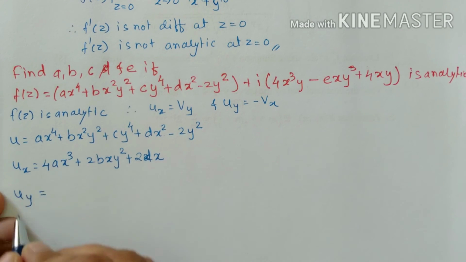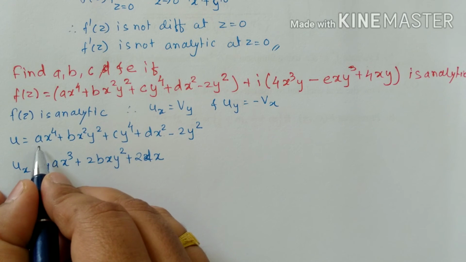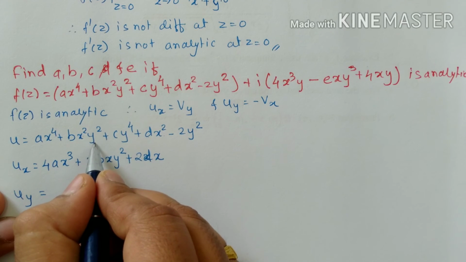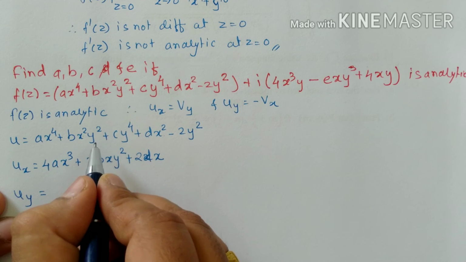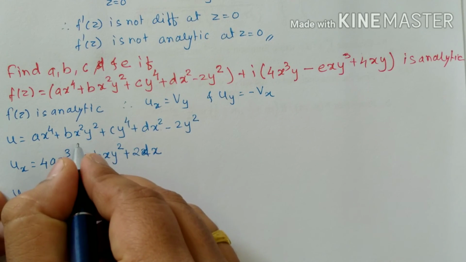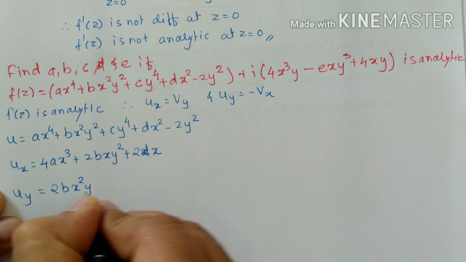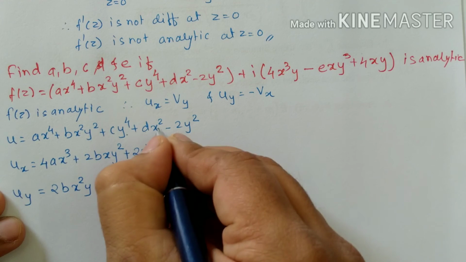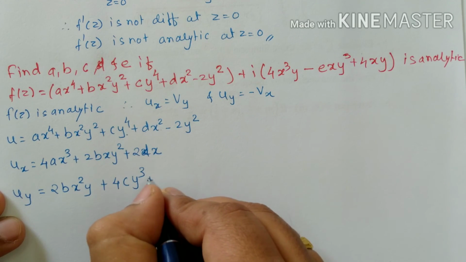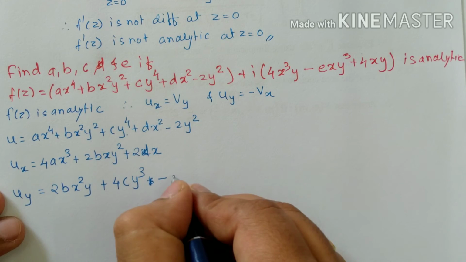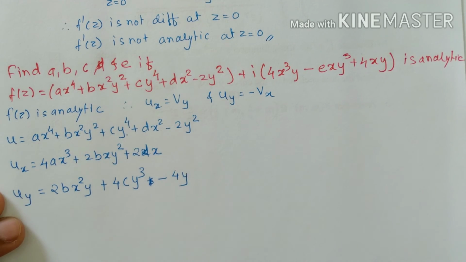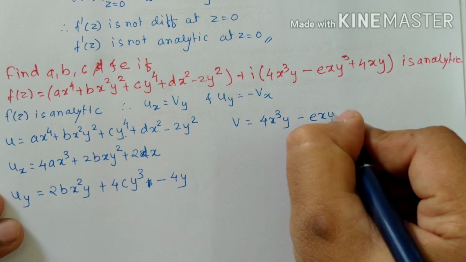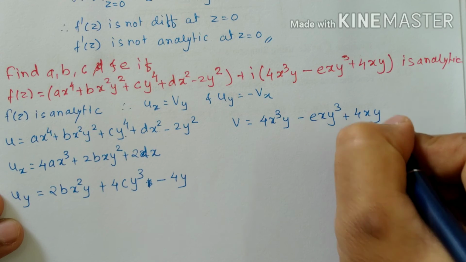Now uy. This is a partial derivative with respect to y. In the first term y is not present, hence the derivative of this term is 0. Here y is present, the term is y square, its derivative is 2y, hence the derivative of the second term is 2bx square y. Here y raised to 4, hence the derivative will be 4cy cube. Here again y is not present, hence the derivative is 0. Minus 2y square, the derivative is 4y, therefore the answer is minus 4y.